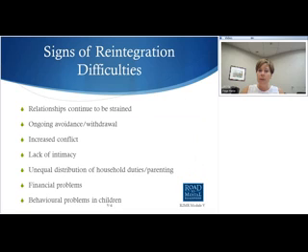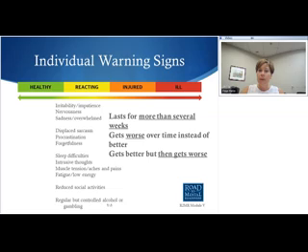Just like in Phase 5, we start first with what signs of reintegration difficulties might look like at a family level, what might be some of the things that are noticed, and then we use the continuum to describe the warning signs at an individual level. Again, as applied to both the member and the individual family members.